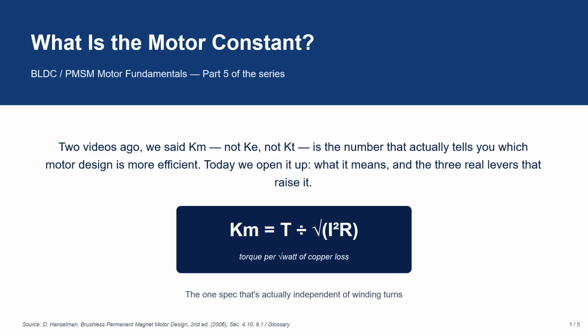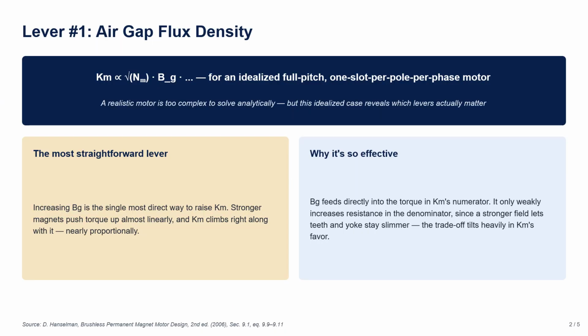It's constant. For a fully realistic motor, Km is too complicated to solve with a clean formula. There are too many interacting geometric factors. But for an idealized case, full pitch windings, 1 slot per pole per phase, an exact relationship does exist, and it reveals which levers actually matter.